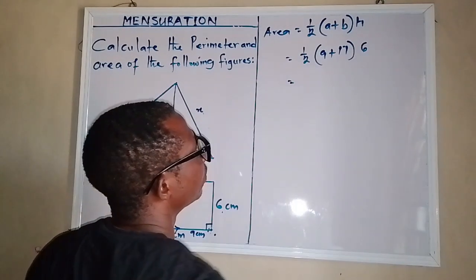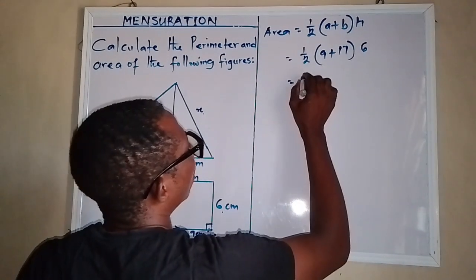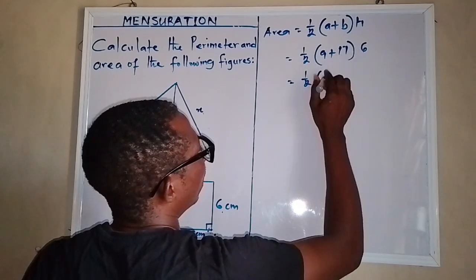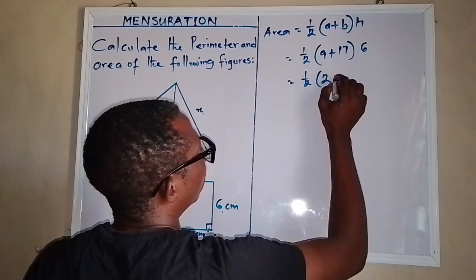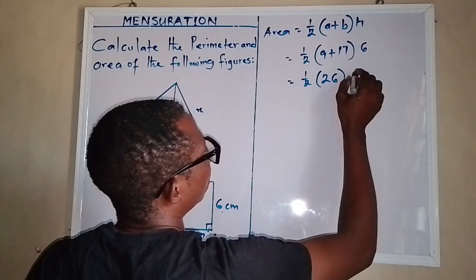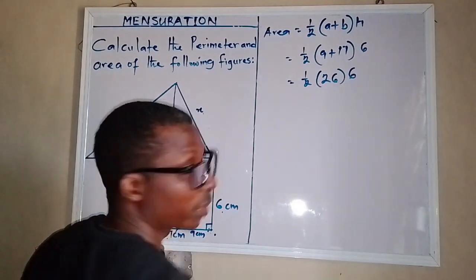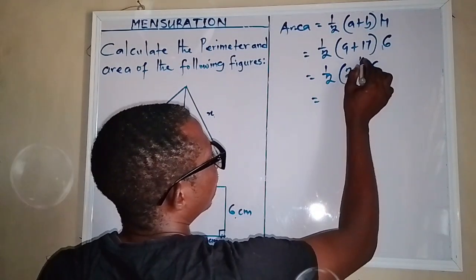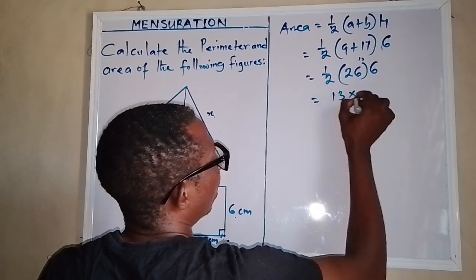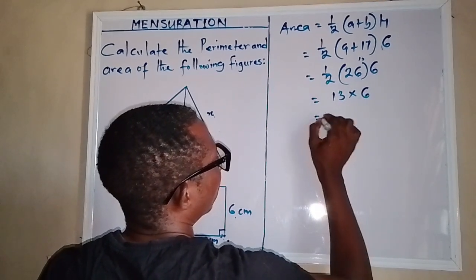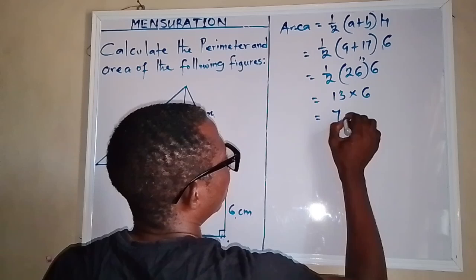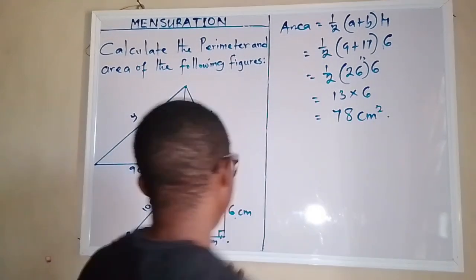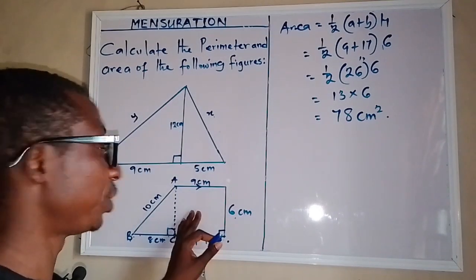So we have 1/2 open bracket. When you add this and this together, you have 26 times 6. Okay, so 2 goes here 1, 2 goes here 13. So we have 13 times 6, and that is going to give 78 centimeter square. So that is the area of the trapezium.